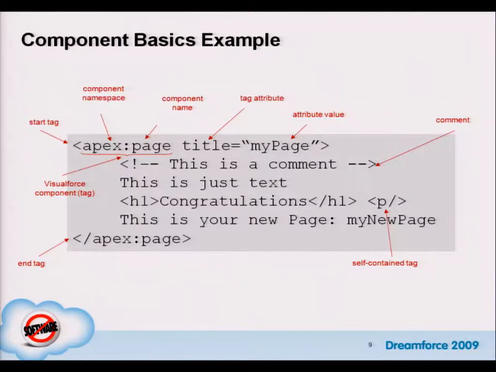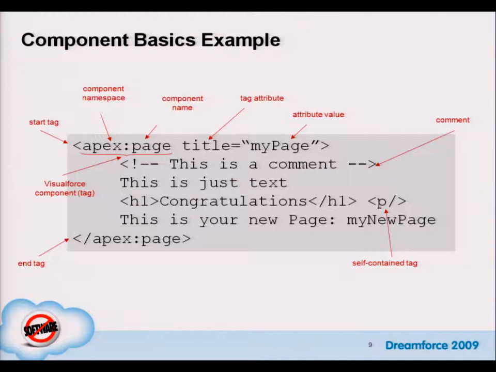For each component, there are attributes. You can use attributes, or you can choose not to use attributes. But what attributes allow you to do is to further customize the behavior of that component. So if we look at this one, it says apex:page. The attribute we're using is title, and it says title equals my page. I could have chosen not to use title at all. So there are some attributes that you have to use. There are some that you don't. And I'll show you a library that you can use as a reference to see the attributes for all of the components.